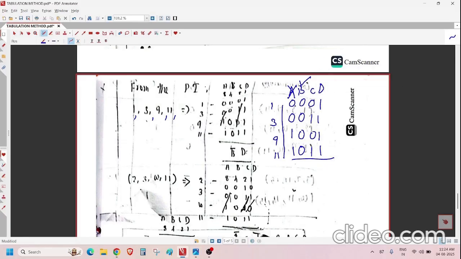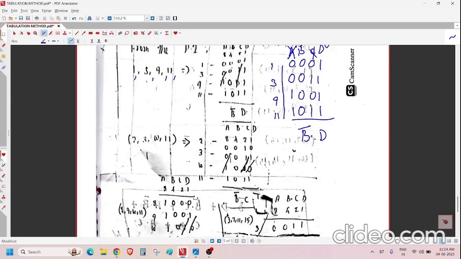And C is 0 1 0 1, so changes will be there, and C will not be present in the output. And D is 1 1 1 1, all ones, so it is also there. If it is 0, we have to put it with a bar. For example, B is all 0, so that is why I'm mentioning B as a bar. And D is all 1, so without a bar. So the first product term in the output is B bar into D.